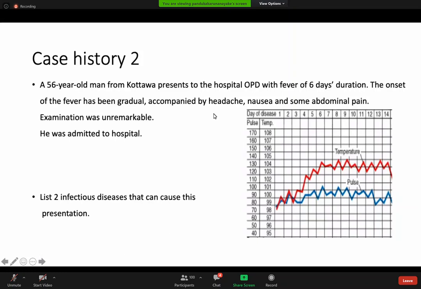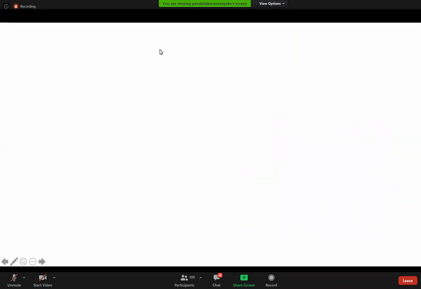Well, at this stage of 6 days fever, it's very difficult to say what might be the cause, but anything that even ends up as a PUO, such as an endocarditis and so on, might present like this. Okay, we'll move on to the next slide.